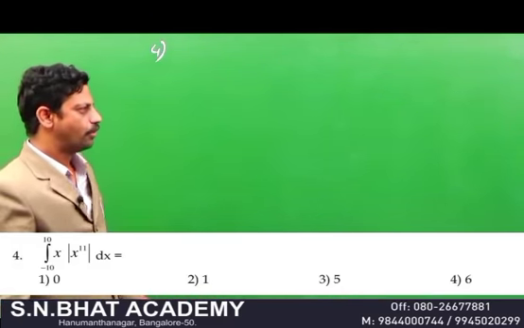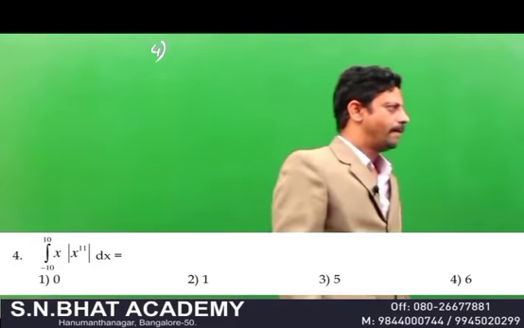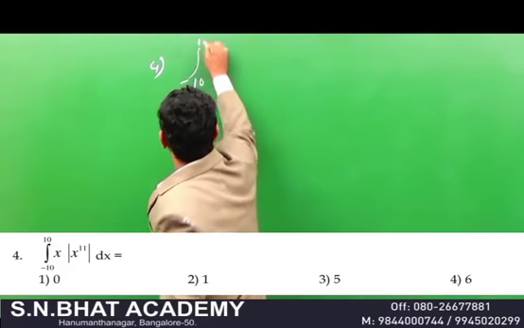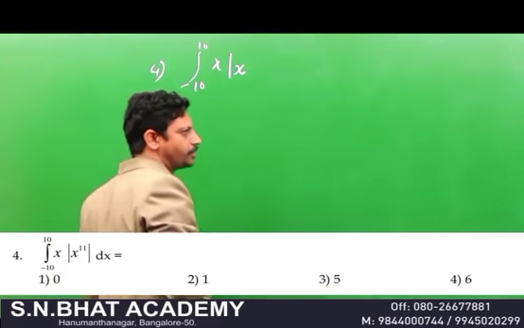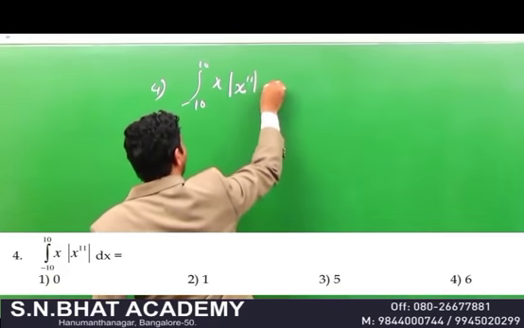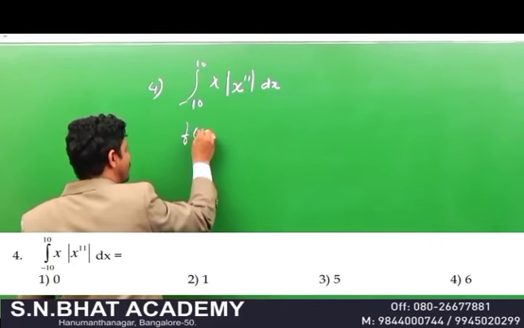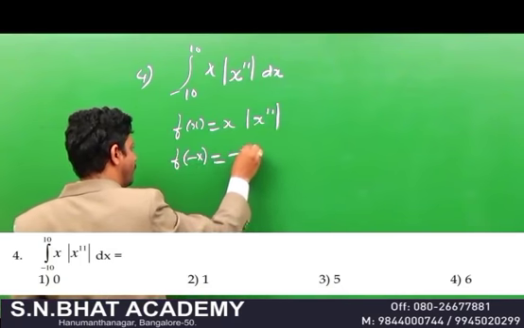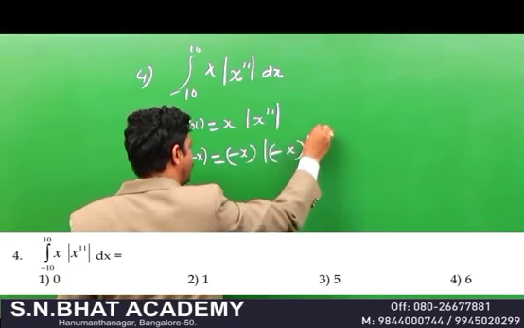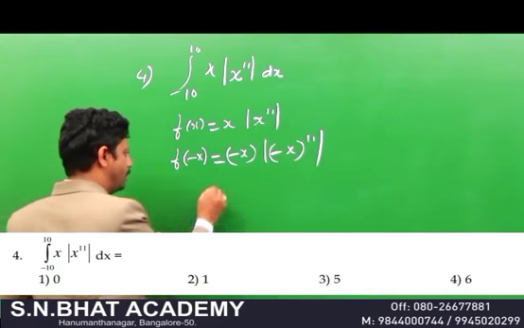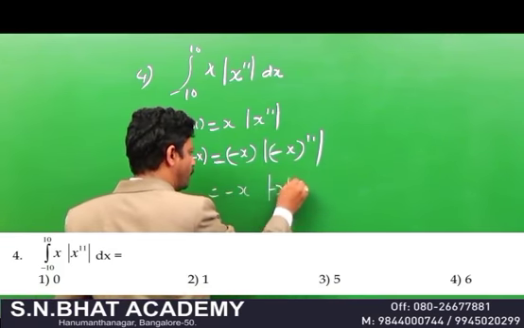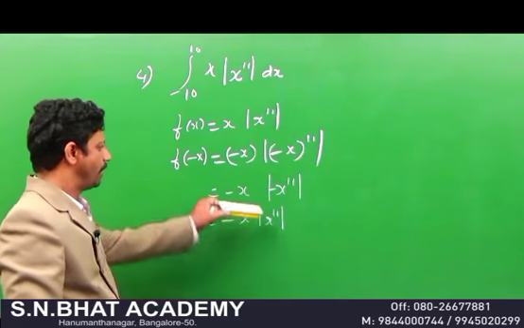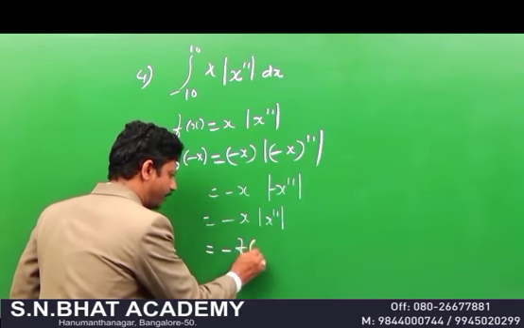Next question is question number 4. It is integration from minus 10 to plus 10 of x times modulus of x to the power of 11. So let us consider this as f of x. Let us determine f of minus x. F of minus x is minus x modulus of minus x power 11. We have to replace x by minus x. Then you get minus x, and this becomes minus x power 11. So you can write it as minus x times modulus of x power 11. So it is same as minus f of x.